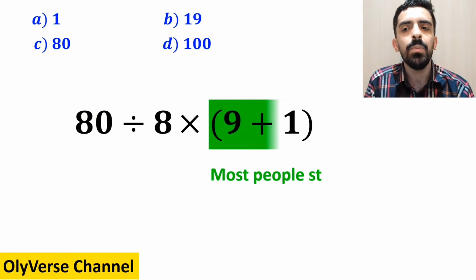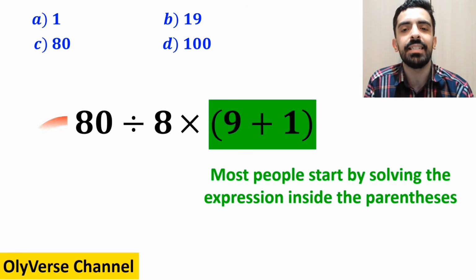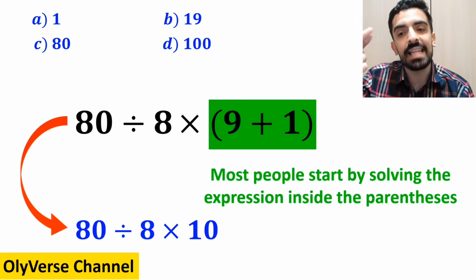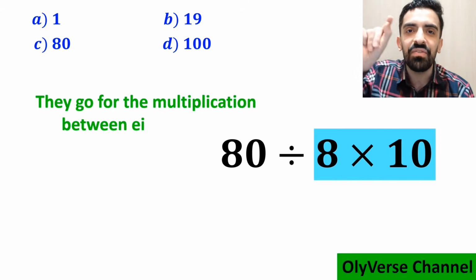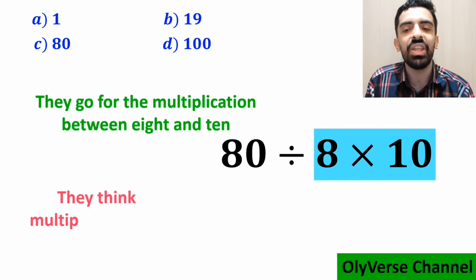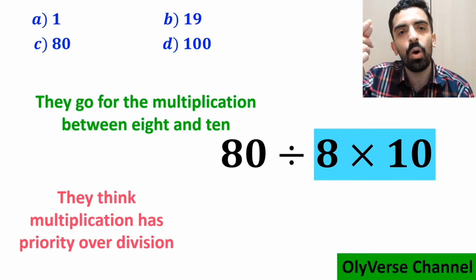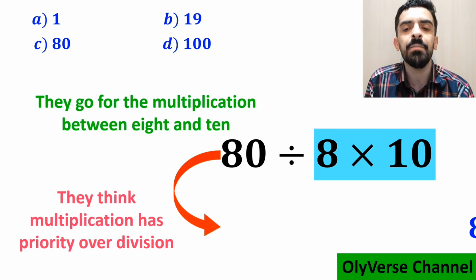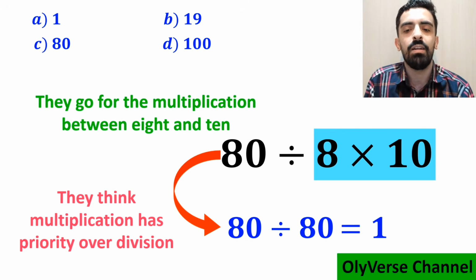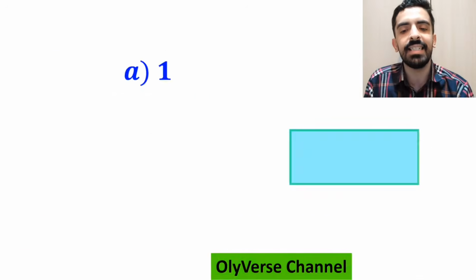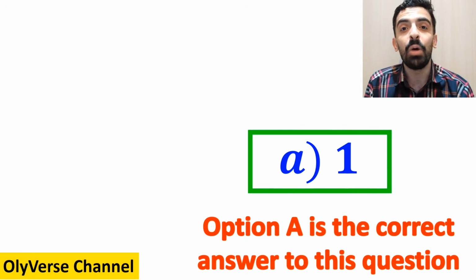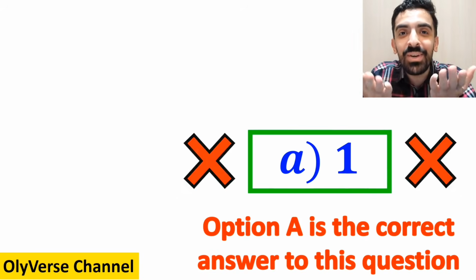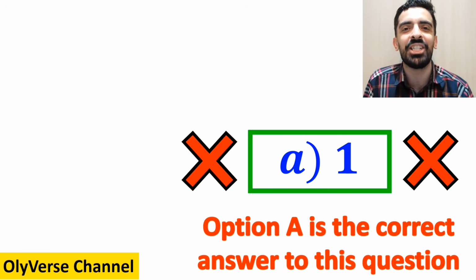In the first step, most people start by solving the expression inside the parentheses and replace it with 80 divided by 8 multiplied by 10. And the next step, they go for the multiplication between 8 and 10 because they think multiplication has priority over division. So, this expression simplifies to 80 divided by 80, which finally gives them the answer 1. And immediately, they quickly say that option A is the correct answer to this question. But I have to say we're tricked and it's not the correct answer to this question.